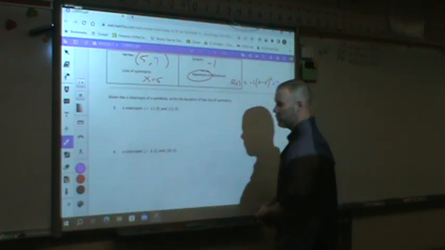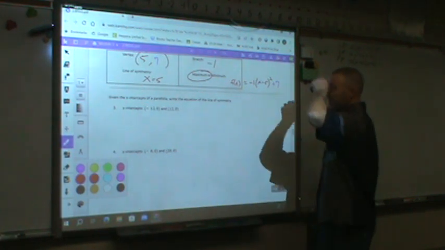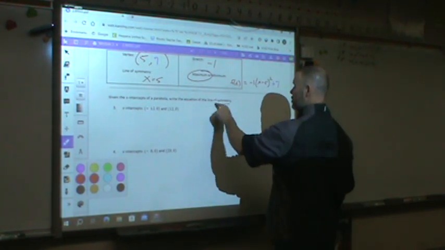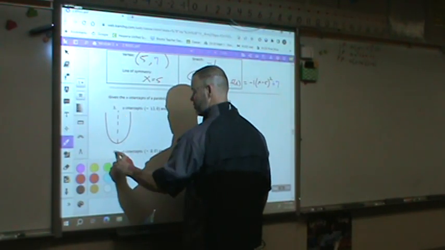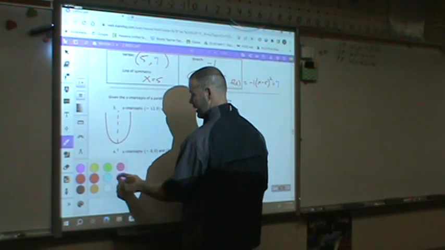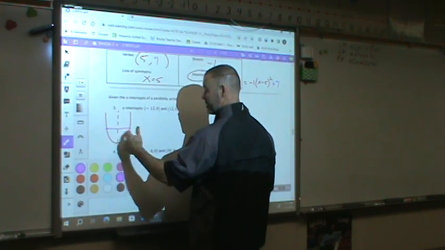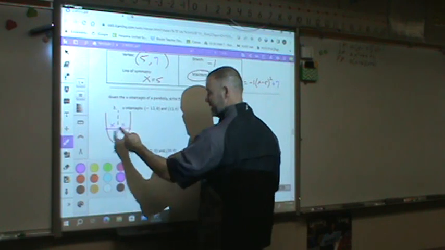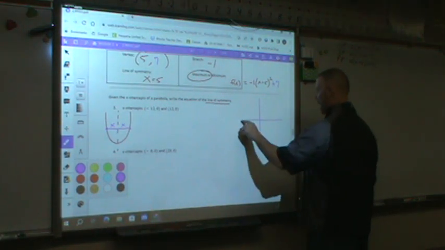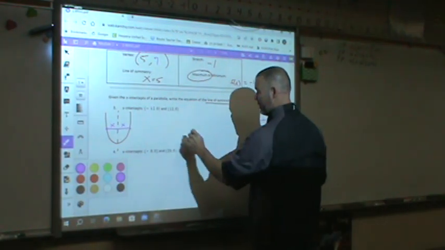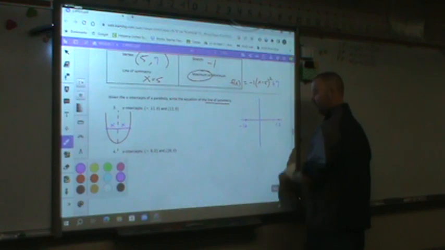For questions 3 and 4, given the x-intercepts of the parabola, we need to write the equation for the line of symmetry. Well, again, what does the line of symmetry do? The line of symmetry divides the parabola in half equally. If that's the case, then I know if I pick a point on either side of my parabola, it's the same distance on both sides. Okay, so I'm going to draw myself a little map to help myself out, and I'm going to plot my x-intercepts. I know one of them is -12, and the other one is +12.